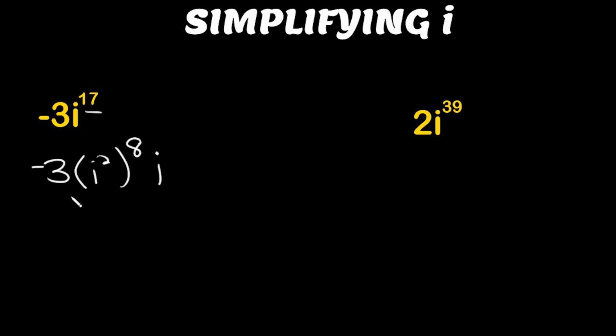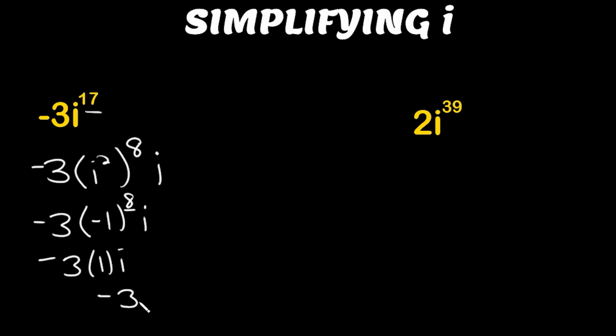So now I'm going to rewrite it as -3. My i squared is really -1, to the 8th power, and then i. Well, look, my exponent is even. 8 is even, so -1 to the 8th power is a +1, so -3 times 1, and then i. Or in other words, I'm left with -3i. Done. Okay? Let's try our last problem here.